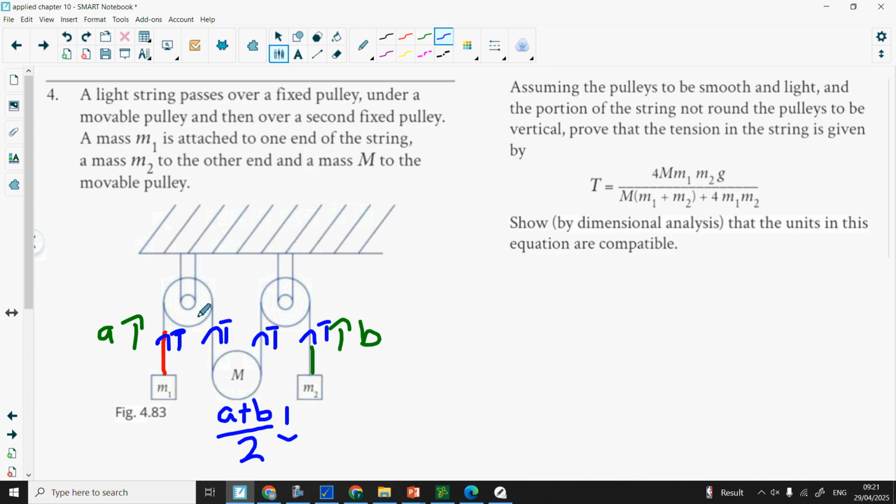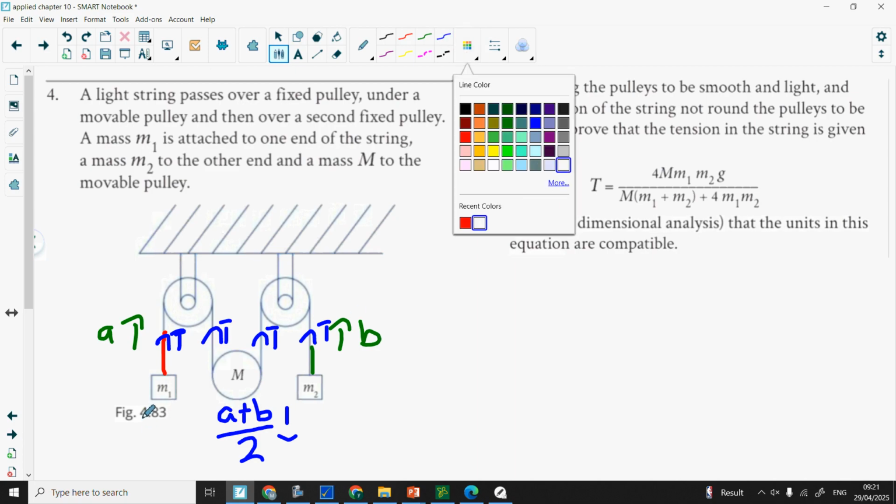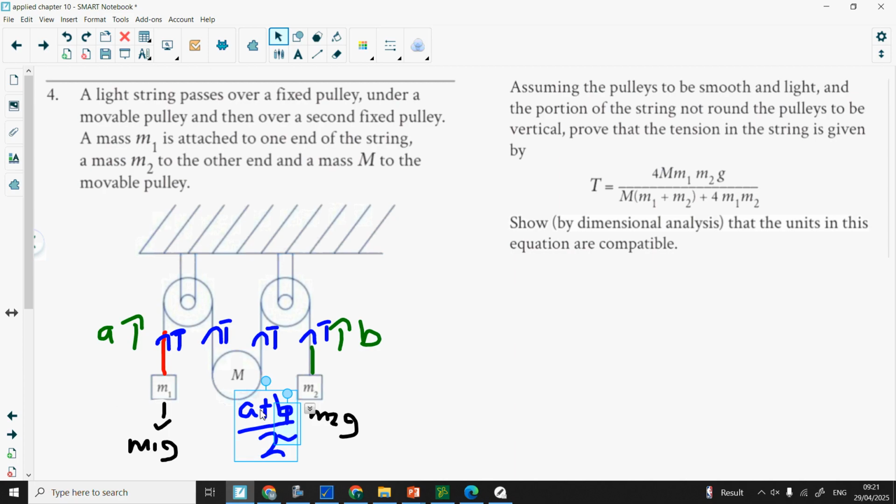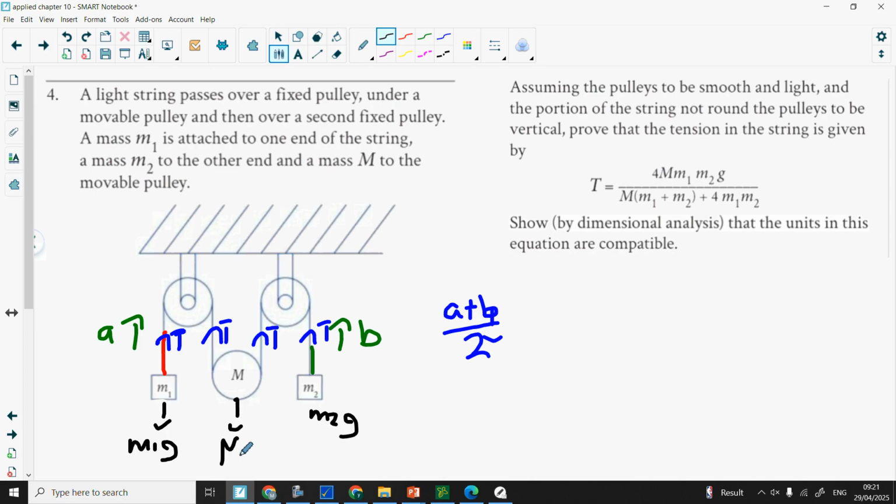Now, suppose we have to write down what's happening underneath here. We'll keep it as g, so that's going to be m1g. It's going to be m2g. And this big one is going to be capital Mg going downwards. Here, I'll move the (a plus b) over 2 out of the way. And that'll be Mg going downwards.